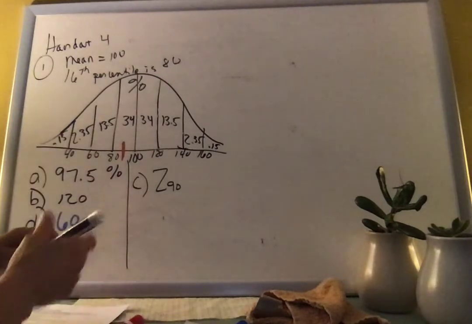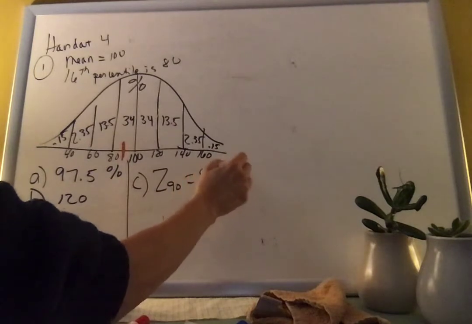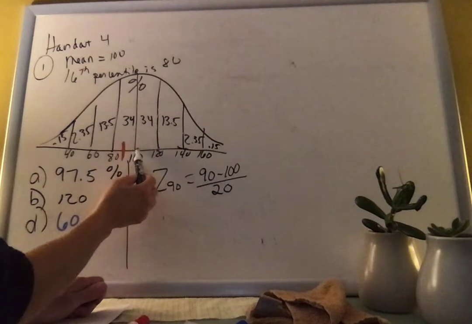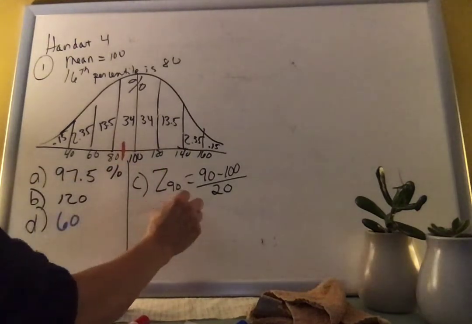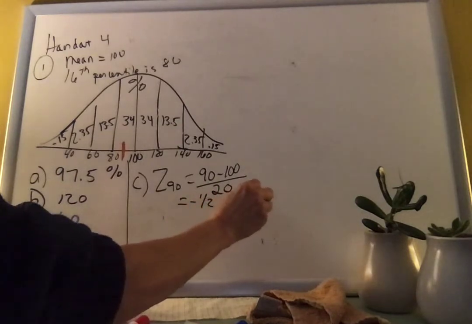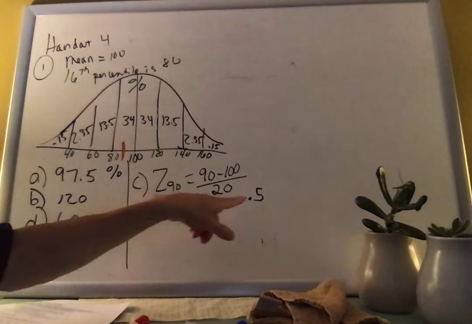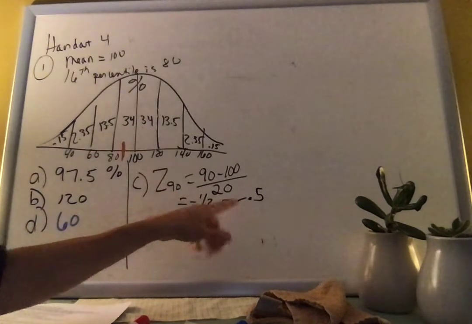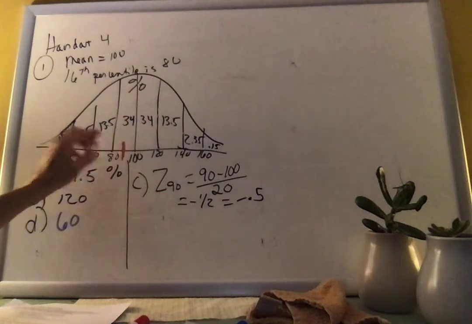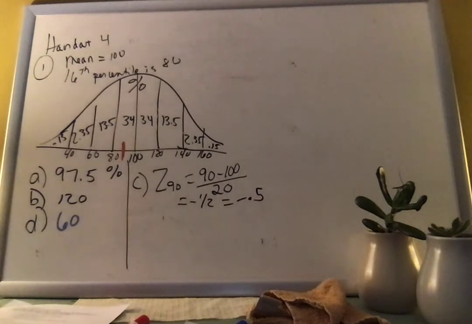I want it precise. Observation minus mean over standard deviation. Remember, standard deviation is how much each jump is worth. So yeah, -1/2 or -0.5. Now, remember, I cannot ask you what percent made below a 90 because the only areas I can ask you are the ones that fall on the boundaries.